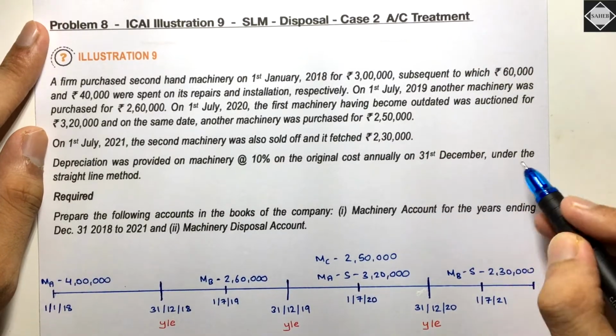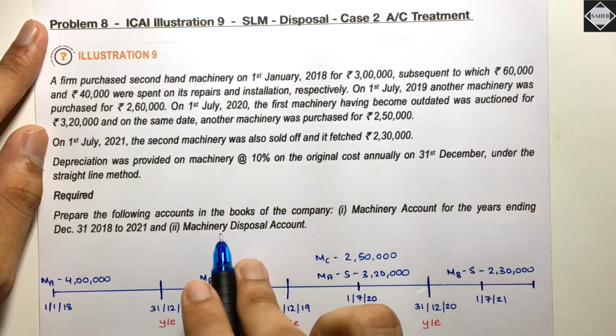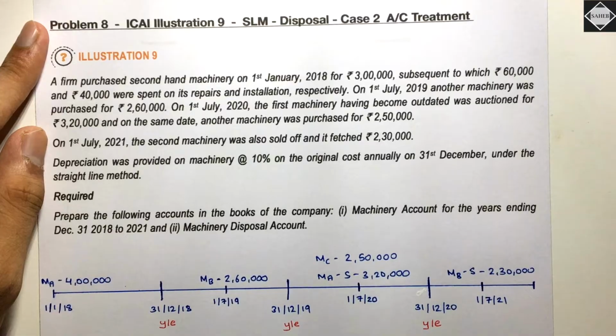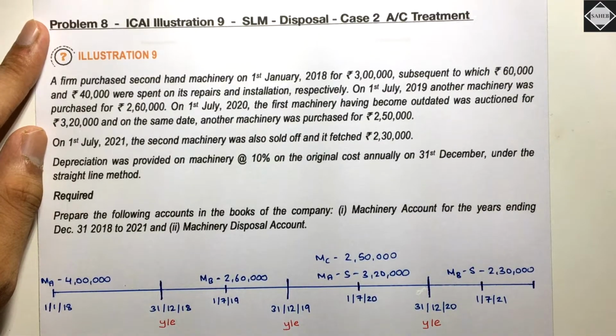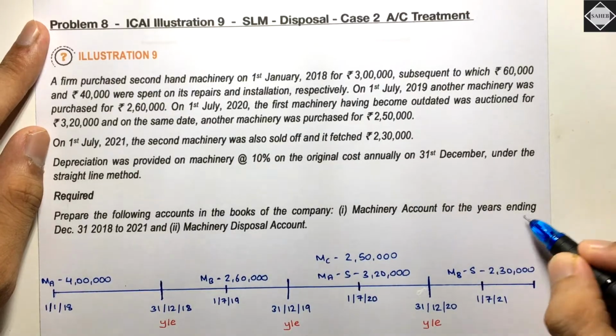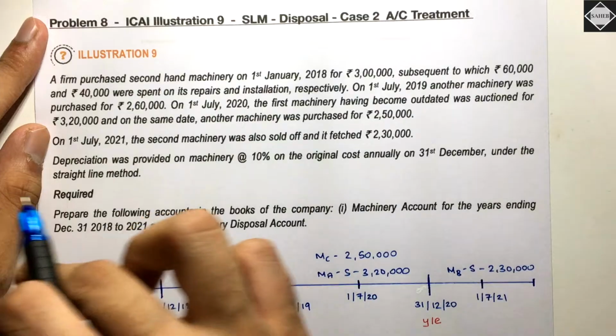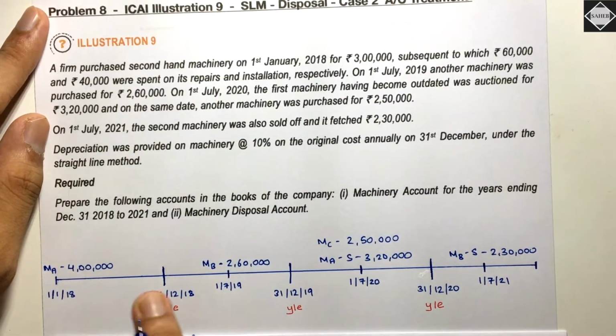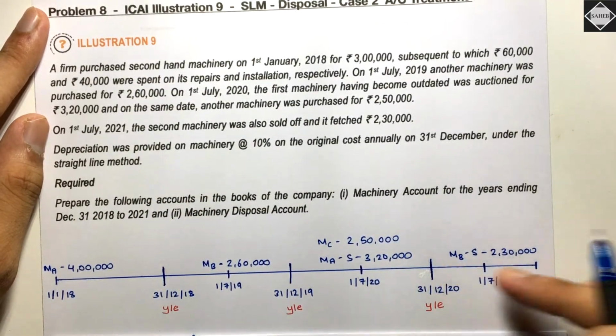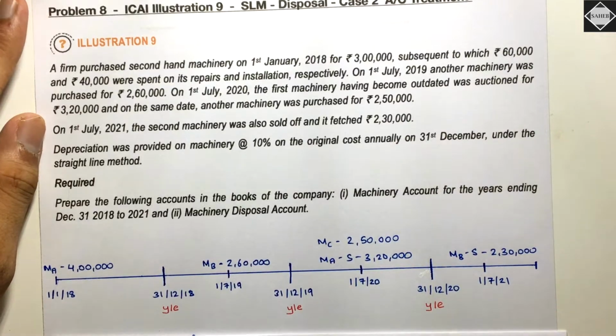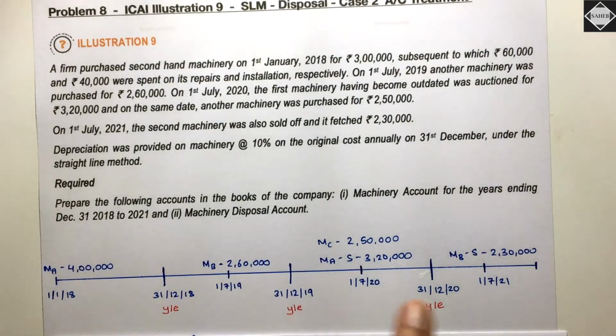Annually on 31st December under the straight line method, prepare the following accounts in the books of the company. Which accounts are they asking for over here? They are asking for the machinery account, which is the asset account, for the years ending December 31st, 2018 till 2021. So for this entire timeline, they are asking 1 year, 2 years, 3 years and 4 years. Yeah, 4 years. This you have to prepare.